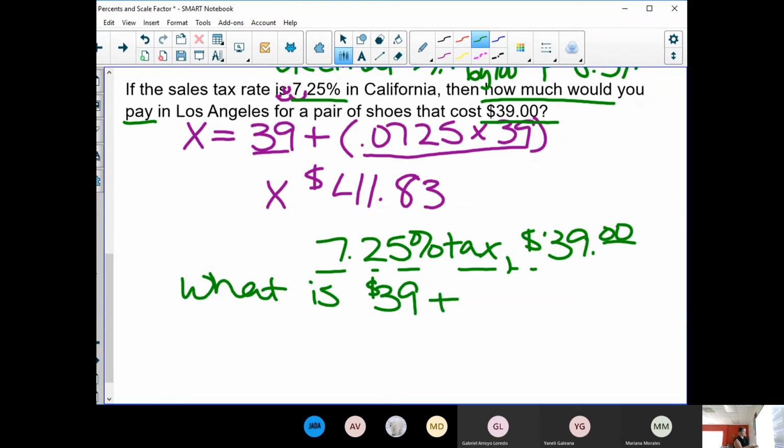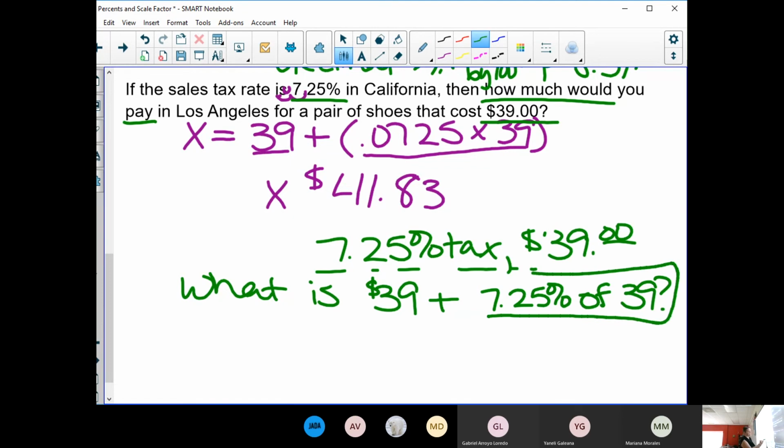Plus the amount of tax that we're going to pay on these shoes. So plus 7.25% of 39, okay? Because we don't know what this dollar amount is yet. We just know that we're going to pay the $39 plus whatever 7.25% of that is. Okay, does that make sense?